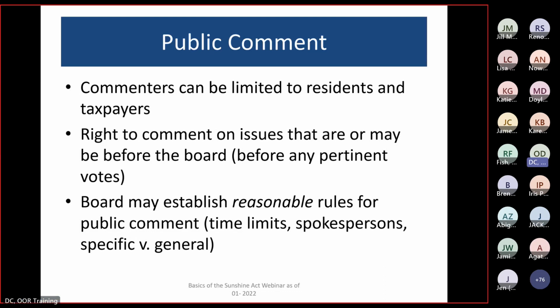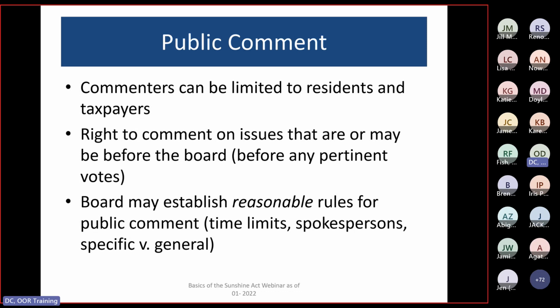And don't get into the habit of shutting someone down because their comments aren't relevant to the business at hand, because the federal courts have found that that is abridging a person's First Amendment rights. So be very careful about shutting a person down during public comment. Now, the board, though, may establish reasonable rules for public comment. Typically, it's time limits. Everybody gets 3 minutes, or maybe everybody gets 5 minutes. But the board can also modify those rules.